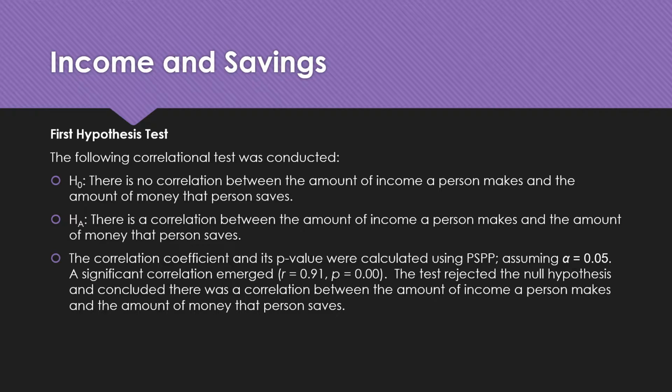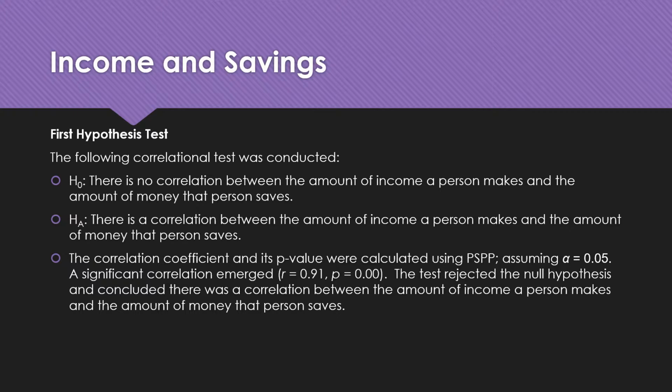The following is the first hypothesis test. It tests the relationship between two variables, income and savings. We have a null hypothesis that states no relationship exists between the two. However, the alternative hypothesis states that a relationship does exist between income and savings.